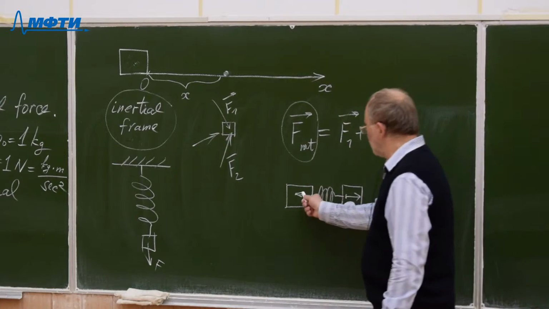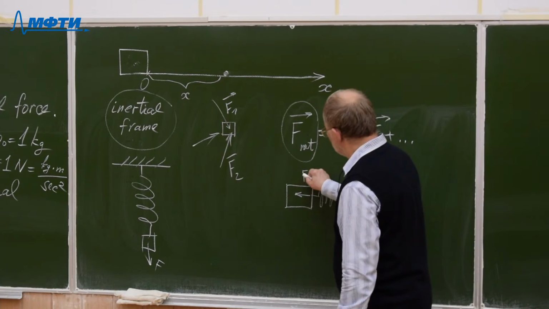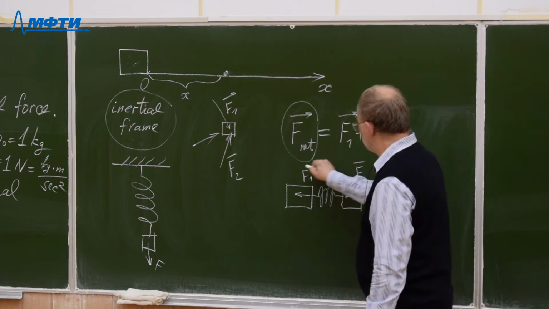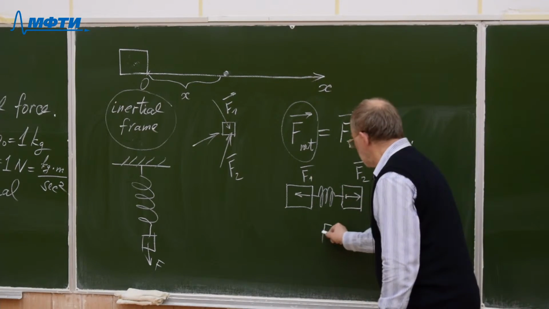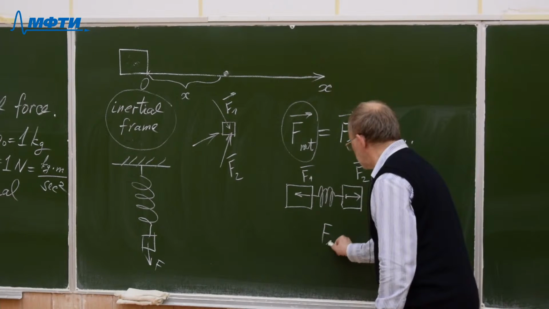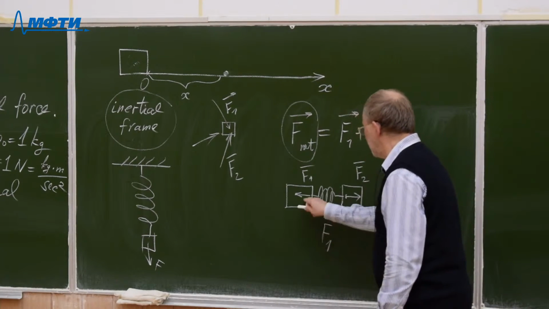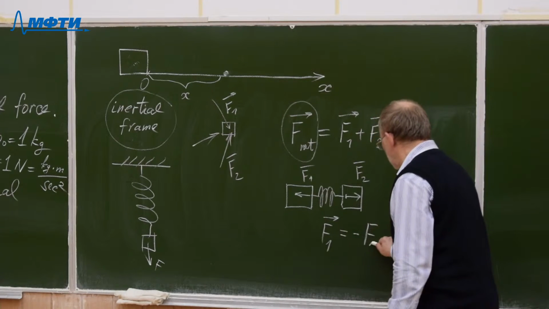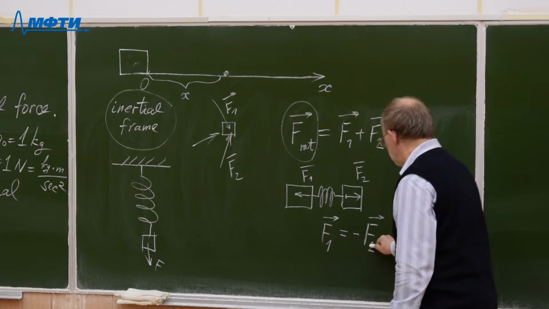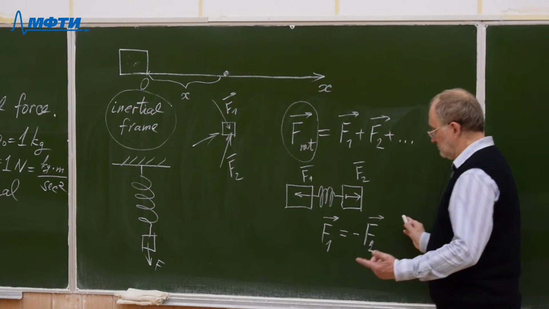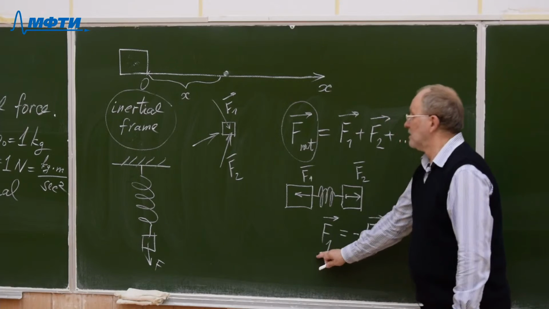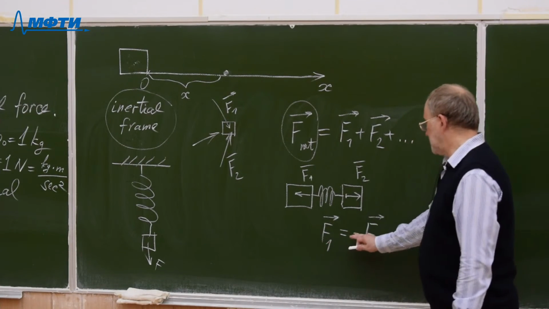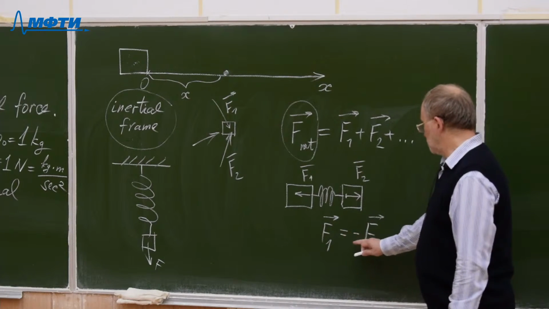And so the force acting on one body will be equal and oppositely directed to the force acting on another body. So the third Newton's law says that the vector F1 equals minus vector F2. A force of action is always equal and opposite to a force of reaction.